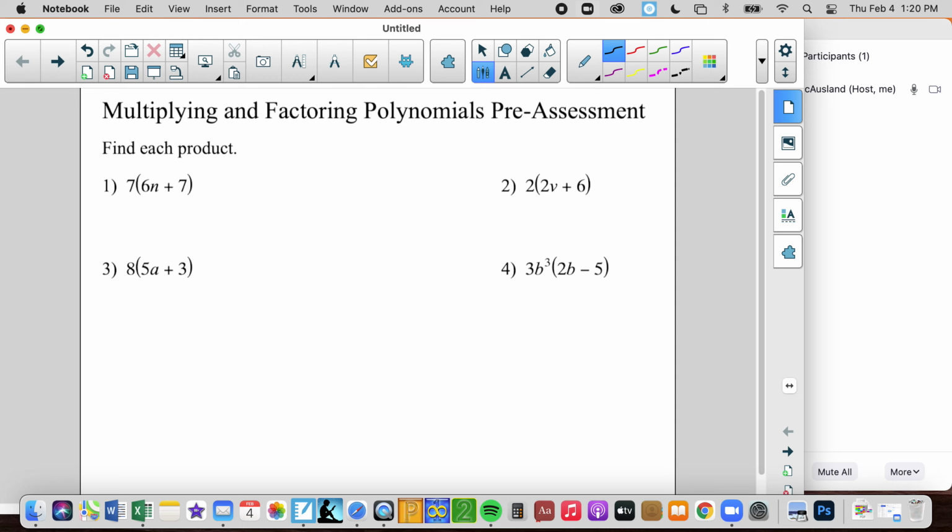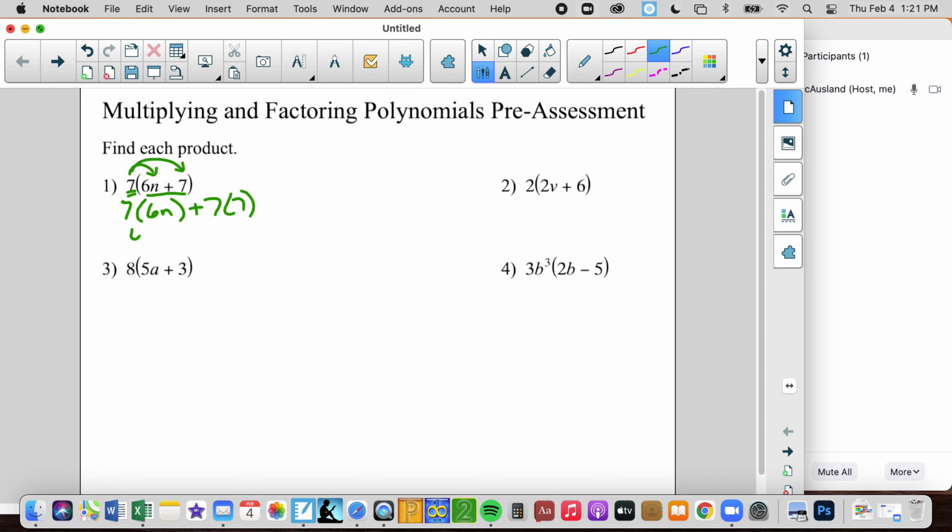We have 7 times the quantity 6n plus 7. So we can't combine these two because they are unlike terms. We would always do what's inside the parentheses first, orders of operations. But since we can't simplify those two because they're unlike, we can simplify this expression by using the distributive property. 7 times 6n plus 7 times 7. We are distributing that outside term to the two inside terms.